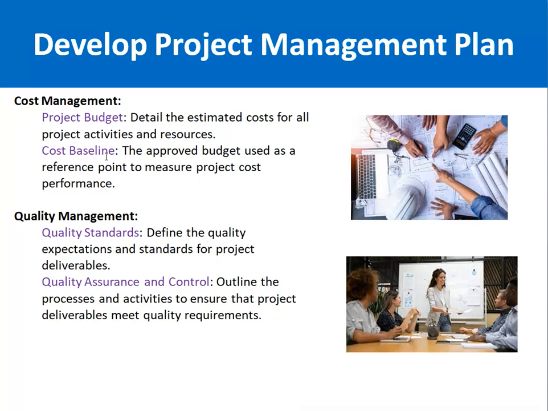Then the quality standards define the quality expectations for project deliverables that must be met once the project is completed. This is very important. For example, suppose you are making a website. There is a standard that the website should open in Internet Explorer, Opera, Chrome, etc. This is a simple example of quality standards. Then quality assurance and control outline the process and activities to ensure that project deliverables meet quality requirements properly.